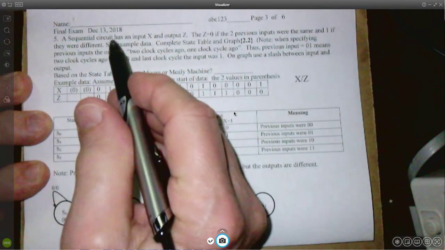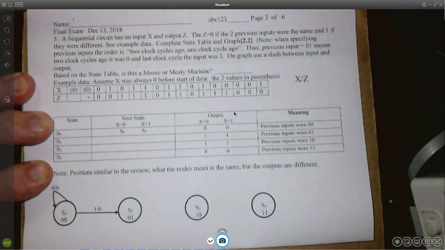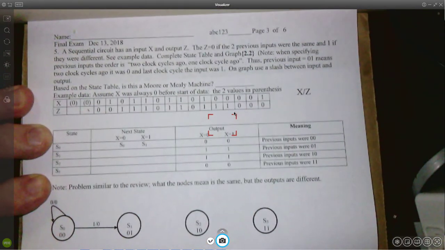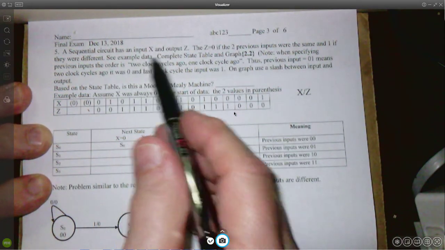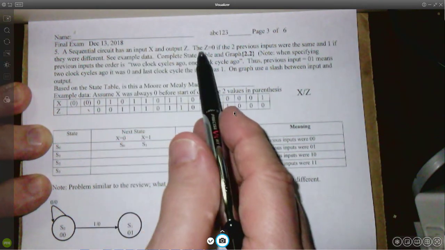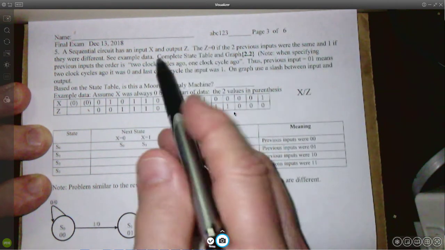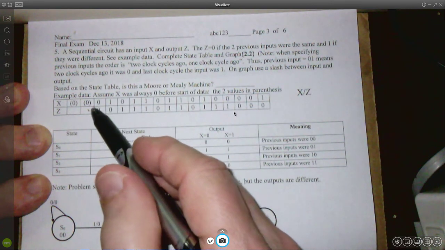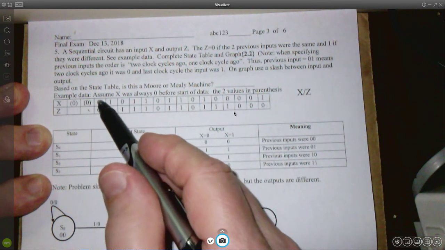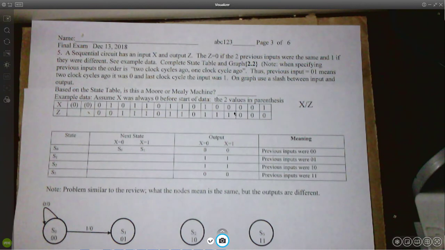So here's the problem. A sequential circuit has an input X and an output Z. The output Z equals 0 if the two previous inputs were the same, and 1 if they were different. See the example data. So again, Z equals 0 if the two previous inputs were the same, but 1 if they were different. For instance, we're assuming all these are previous, so you get a 0.